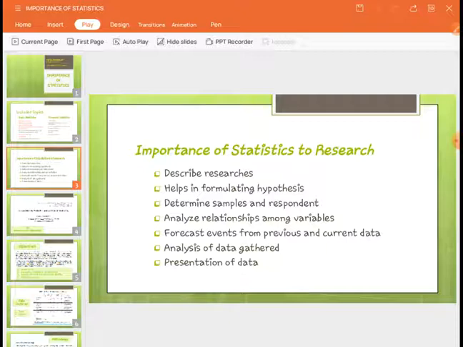It also determines samples and respondents. So by the aid of statistics, we are able to come up with how many samples or how many respondents are we going to survey, by using the Slovin's formula or other relative formula. We also analyze relationship among variables, forecast events. So when you say forecast, that is the future events that will happen from previous and current data. So yun yung basis. Di ba kaya nagpo-forecast tayo because we have the history, we have the previous and the current data as well. And we also analyze the data gathered and present those data.